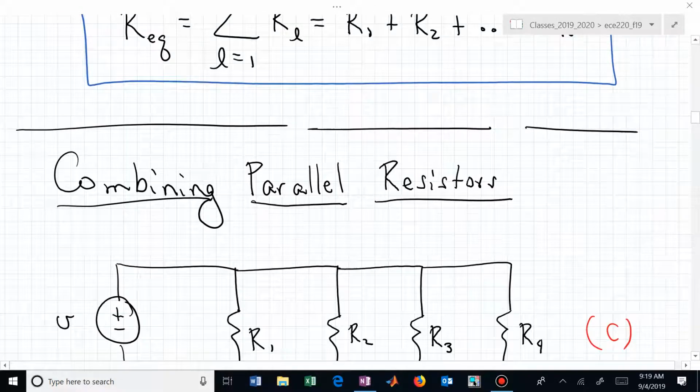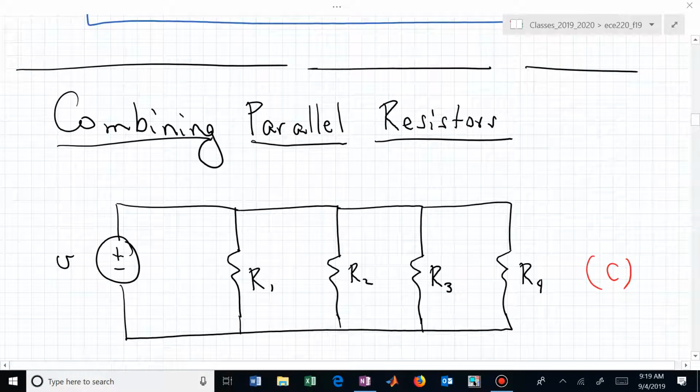What about parallel resistors? Suppose we have this circuit configuration. All of these resistors see exactly the same voltage across them. Is the current the same in each of those resistors? Not necessarily. We haven't said what any of the R's are equal to.